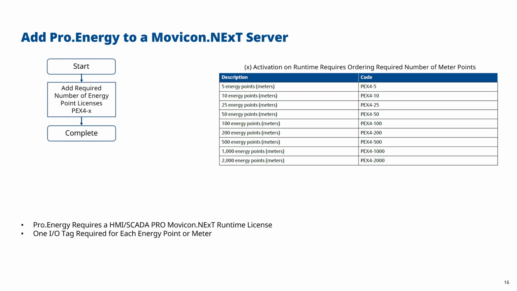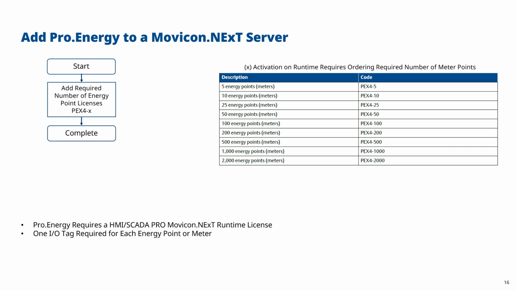Now, if you want to add energy analytics using Pro.Energy, you start off with your base Movicon.NExT server, and then you add our PEX4 part numbers on the activation of that existing license. So depending how many energy points you have, and each energy point could be an electricity meter, or maybe it's gas, water, steam, compressed air, or so on.